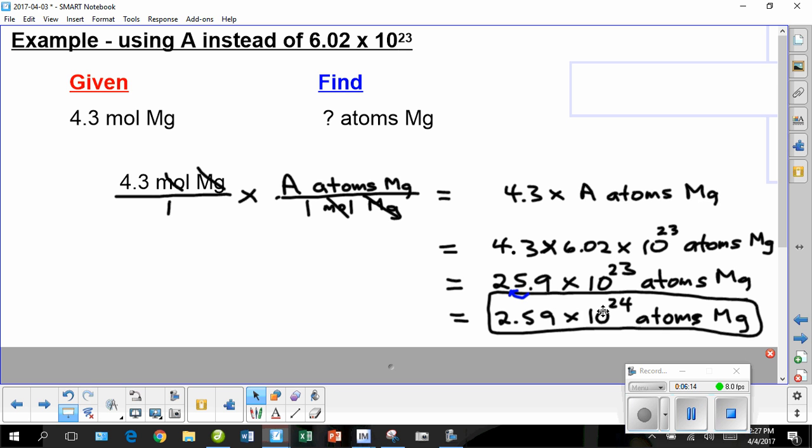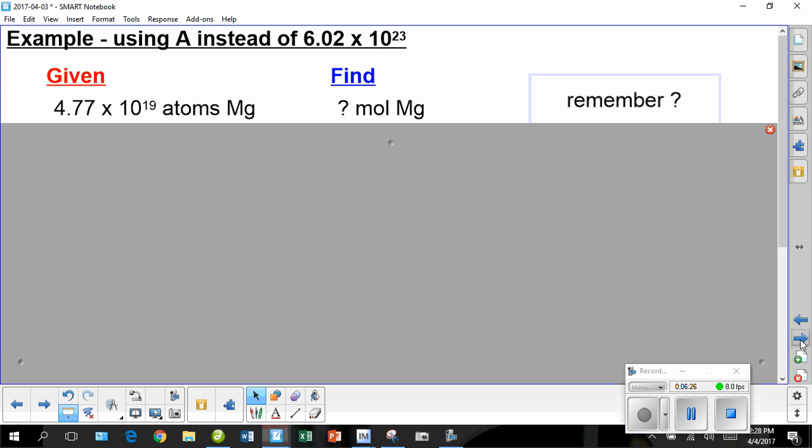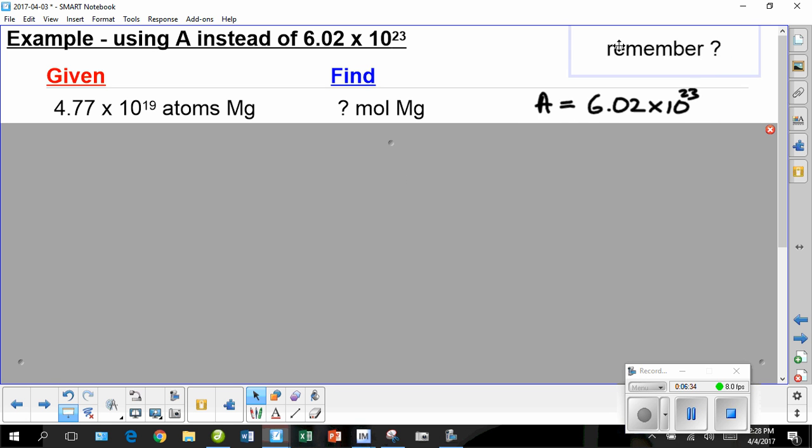So the Avogadro number. And now we're going to go on and see what happens when we're going the other way. This is moles to atoms, and now I want to go atoms to moles in this problem. Remember? Don't look too long. Can't let you see that very long.